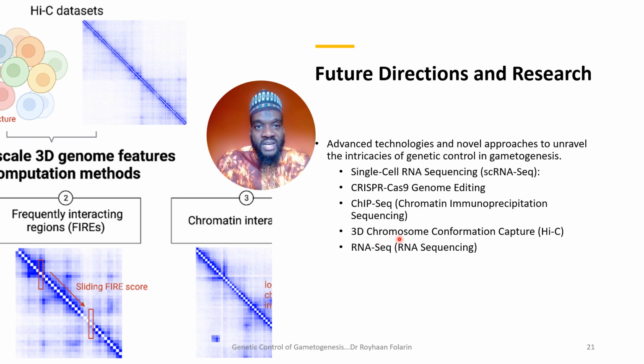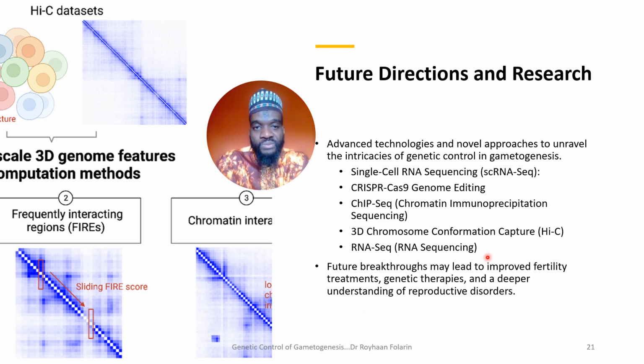We also have RNA-seq, which is widely used in profiling the entire transcriptome. So in the case of this, it provides information about how abundant and diverse the RNA molecules are. This is particularly helpful to researchers in identifying differentially expressed genes and alternative splicing events that occur during gametogenesis. So there are a number of other such research endeavors and future directions.